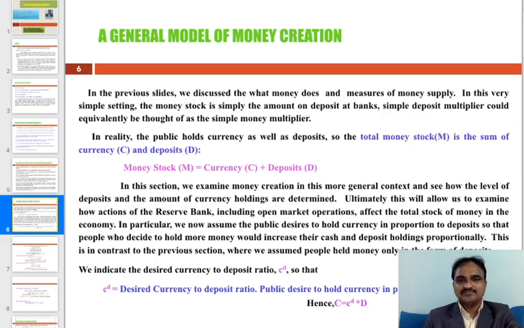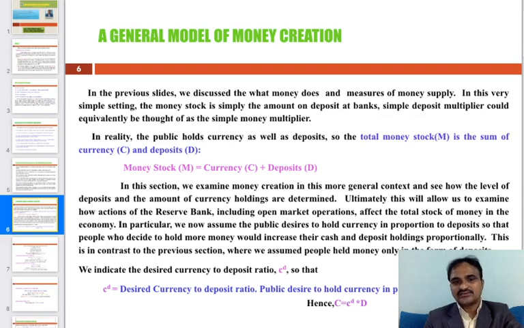In this section, we examine money creation in this more general context, and see how the level of deposits and the amount of currency holding are determined. Ultimately, this will allow us to examine how actions of the Reserve Bank, including open market operations, affect the total stock of money in the economy. In particular, we now assume the public desires to hold currency in proportion to deposits, so that people who decide to hold more money would increase their cash and deposit holding proportionately.